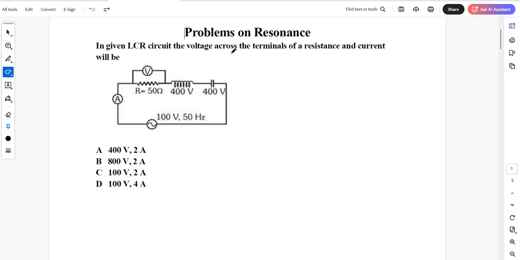Today we'll be seeing some interesting problems on the topic resonance. This is the first problem. In the given LCR circuit, the voltage across the terminals of the resistance and the current will be. Here they have given R equal to 50 ohm, voltage across the inductor 400 volts, and voltage across the capacitor 400 volts. Now these two voltages are equal, VL is equal to VC. This circuit is in resonance.